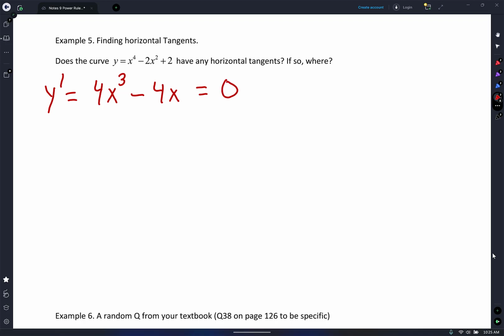Why am I setting it equal to 0? Perfect. So put it for good notes. I'm going to write here.